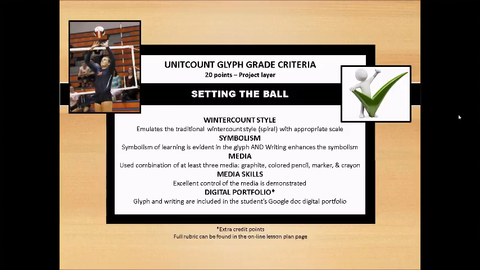You'll sometimes see people walking a dog and the dog is pulling the leash and the person is being forced to go where the dog is taking them. Other people, you see them walking their dog and the dog is compliant and working with the owner. So you'll often hear me refer to media skills with the question of, are you walking the dog or is the dog walking you? So each of those 4 criteria are worth up to 5 points each. There is a full rubric for the unit count glyphs that you can find on my lesson plan page.